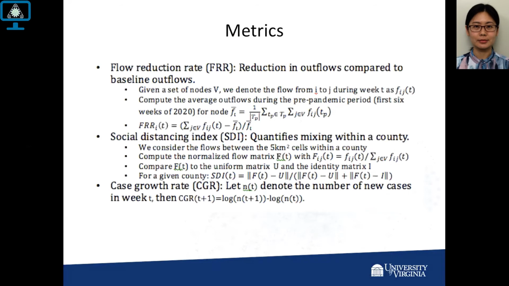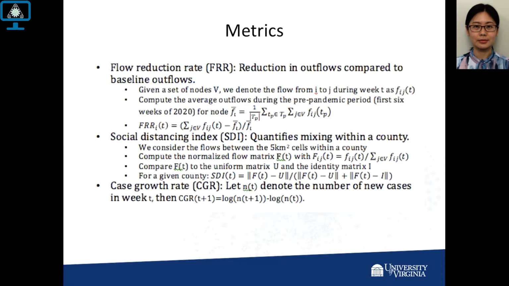Here's the definition of some of the metrics. The flow reduction rate, FRR, quantifies the reduction in outflows compared to the baseline outflow. The baseline outflow here, we choose the average outflow during the pre-pandemic period. So a positive FRR means a flow increase, while a negative FRR means a flow reduction.